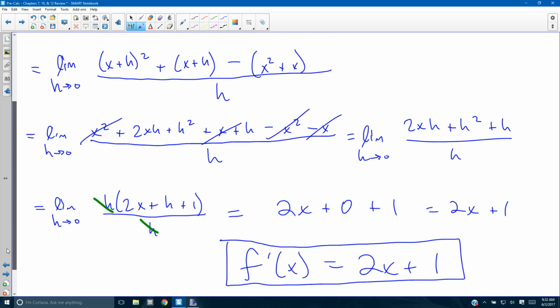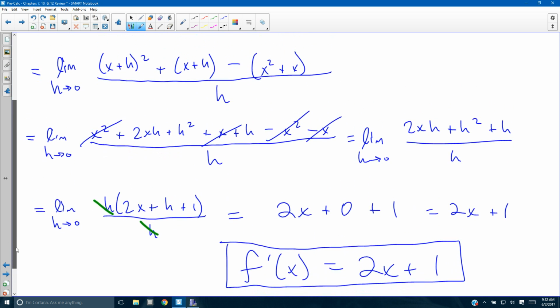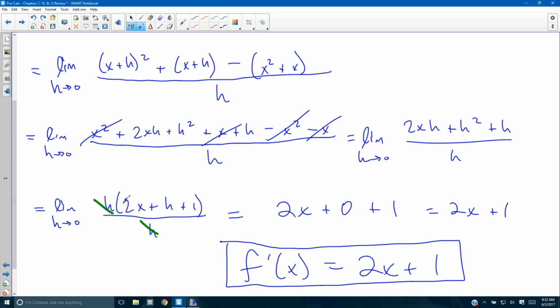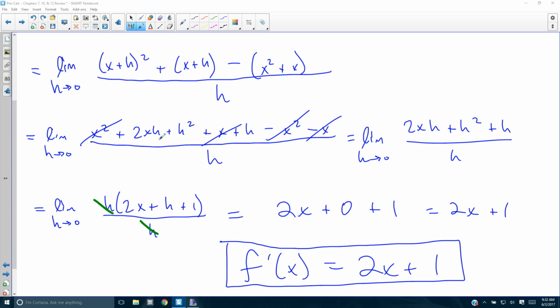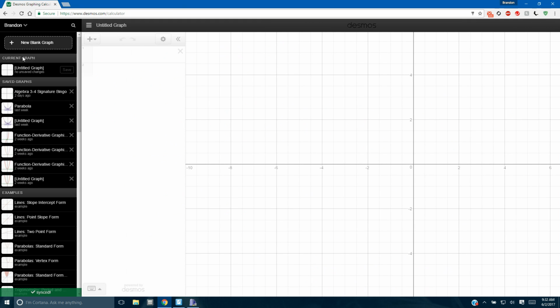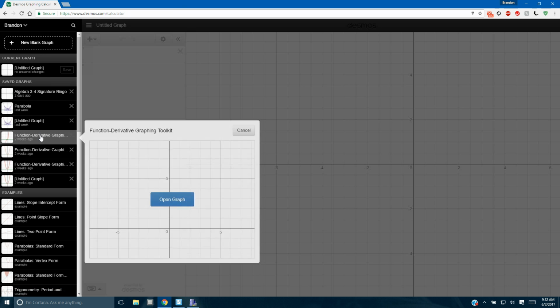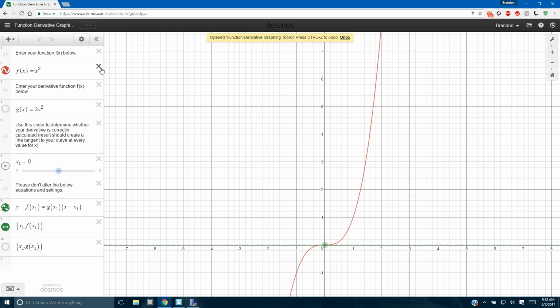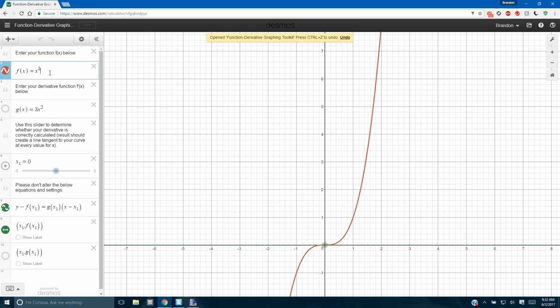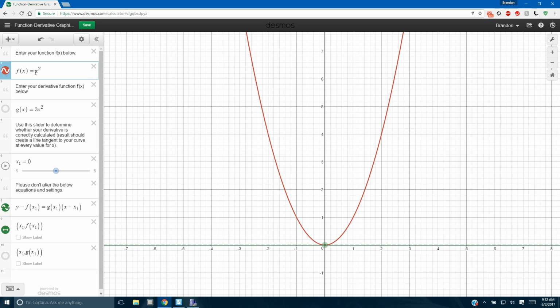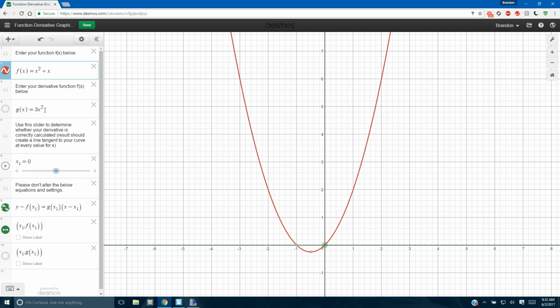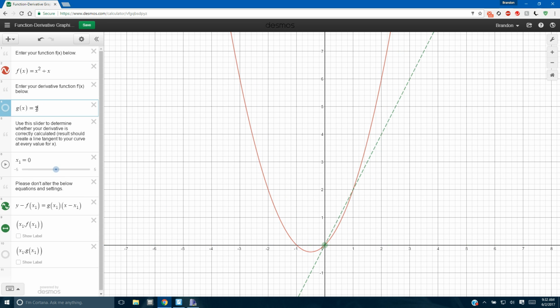And again, this determines the slope of the tangent line for this function. Let me do something with you here. I'm going to jump onto Desmos and show you what it is that we actually found so you can make sense of it. I have an old graph here. It is function derivative graph, this one right here. Okay, so what I have here is this nice useful Desmos toolkit where I can plug in my original function, x squared plus x right here. Try my derivative function that I found, which is 2x plus 1.